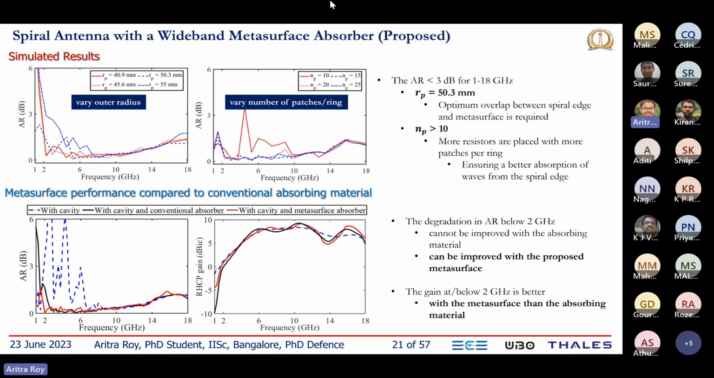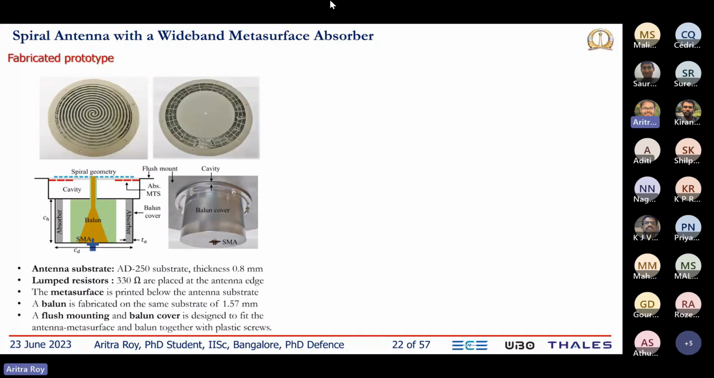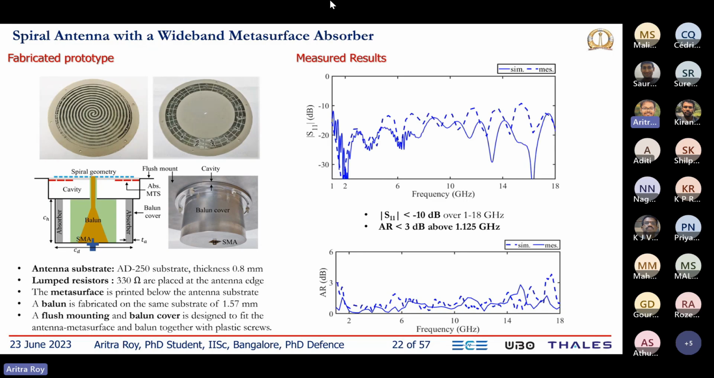So after all these studies are done, we have fabricated the geometry. As you can see, it's showing the cross section of the structure, showing the balun and the cover of the balun. We have even made a flush mounting. And then we have measured it inside a chamber.